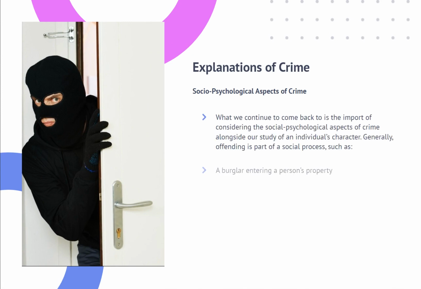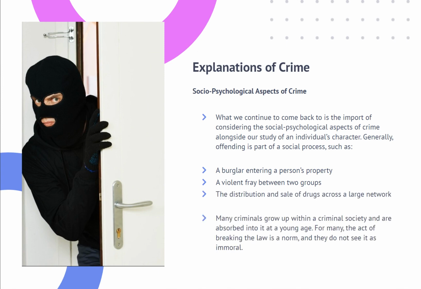Socio-psychological aspects of crime. What we continue to come back to is the importance of considering the social psychological aspects of crime alongside our study of an individual's character. Generally, offending is part of a social process, such as a burglar entering a person's property, a violent fray between two groups, or the distribution and sale of drugs across a large network. Many criminals grow up within a criminal society and are absorbed into it at a young age. For many, the act of breaking the law is a norm, and they do not see it as immoral.